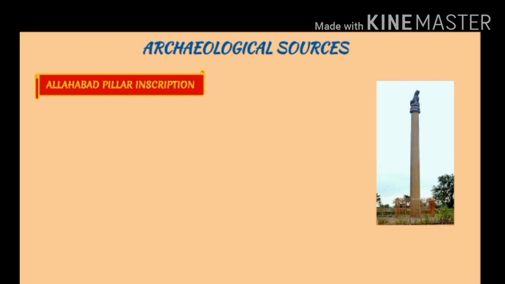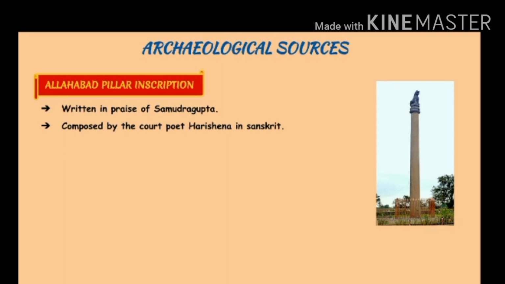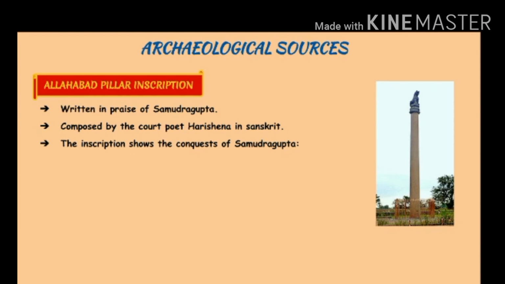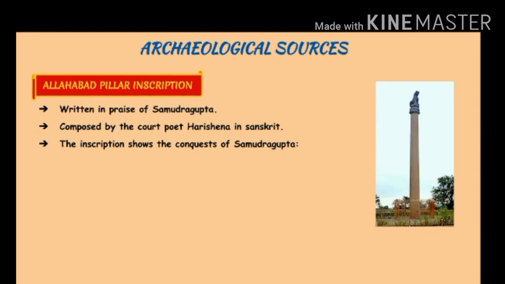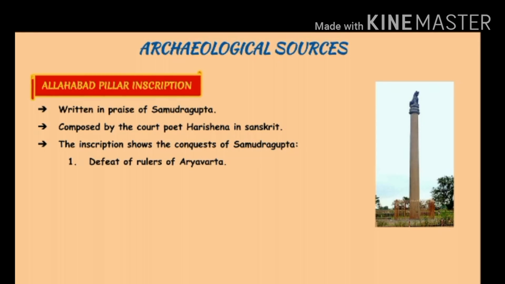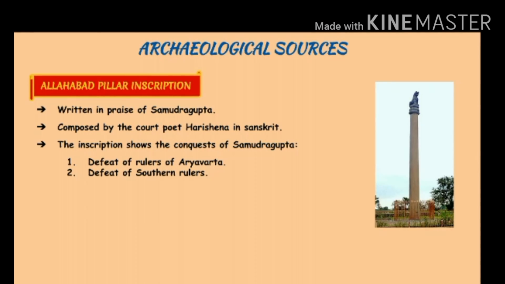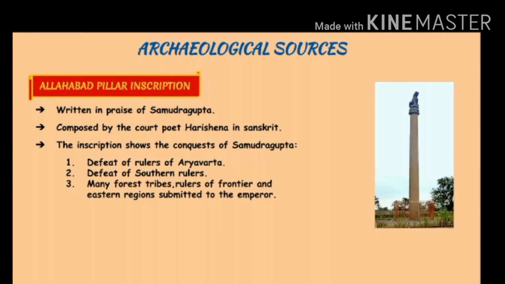The archaeological sources. Allahabad pillar inscription. The Allahabad pillar inscription was composed in Sanskrit by Harisena, the court poet of Samudragupta. The inscription gives us a detailed account of the conquests and personality of the king Samudragupta. The inscription shows that the conquests of Samudragupta are divided into several categories. He defeated the rulers of Aryavarta, that is northern India. Then he defeated the kings of the south, but he did not annex their kingdoms. Many other forest tribes, rulers of frontiers, and eastern regions submitted to the emperor and agreed to pay a tribute to the Gupta empire.